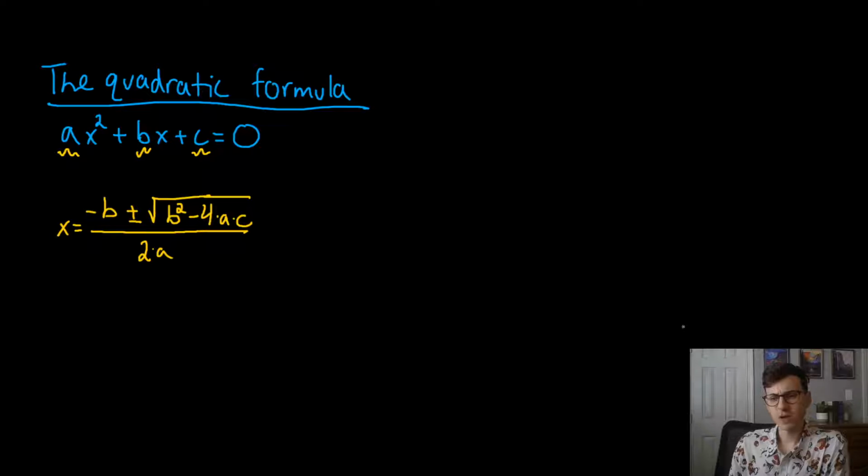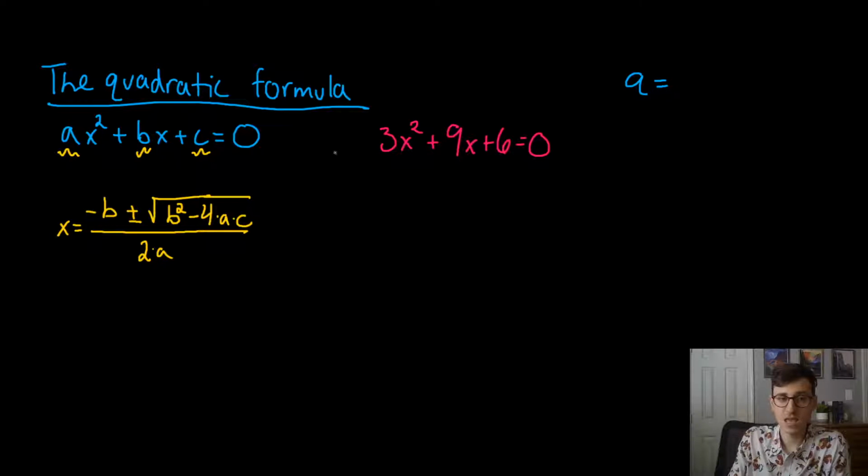So let's do an example here. Let's see, 3x squared plus 9x plus 6 equals 0. Okay? So here is my equation. Now, what are a, b, and c? That's the first question you should be asking. Well, a is equal to 3, b is equal to 9, and c is equal to 6.